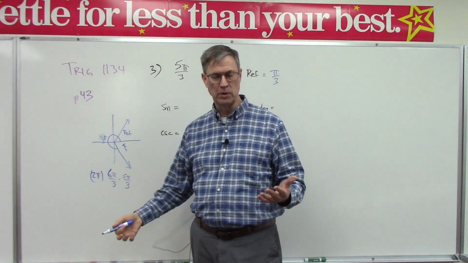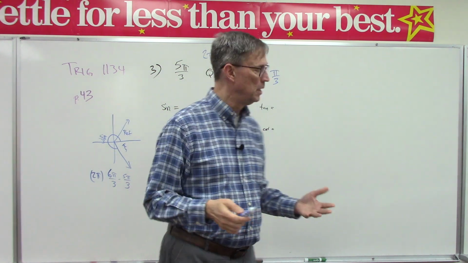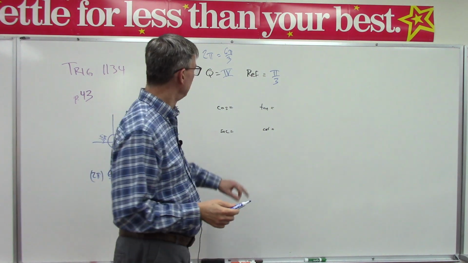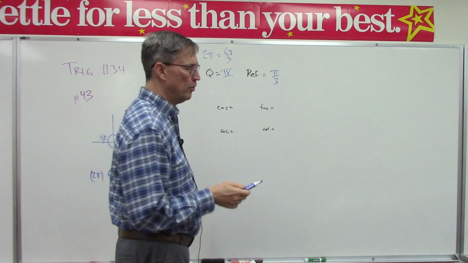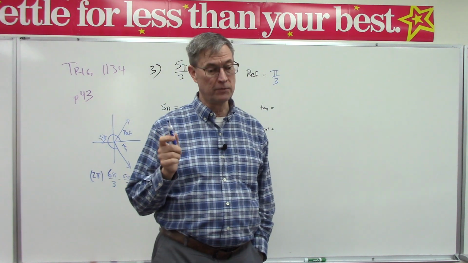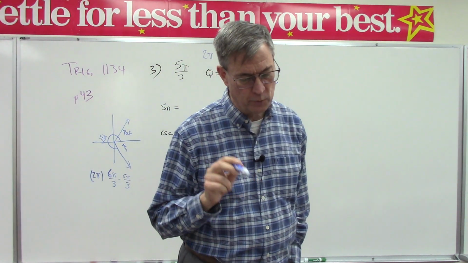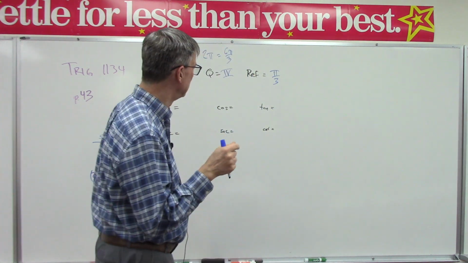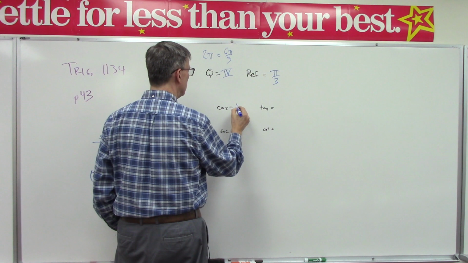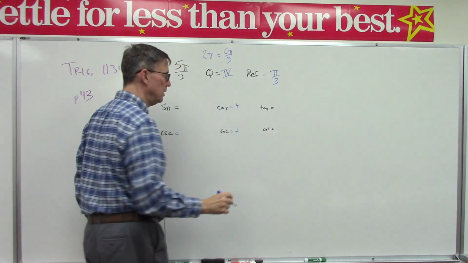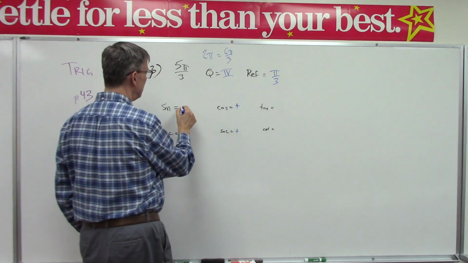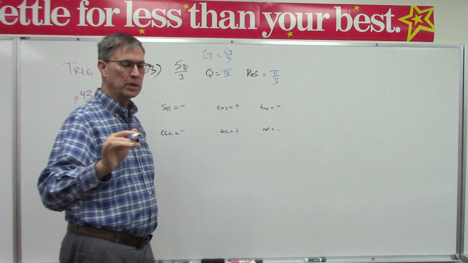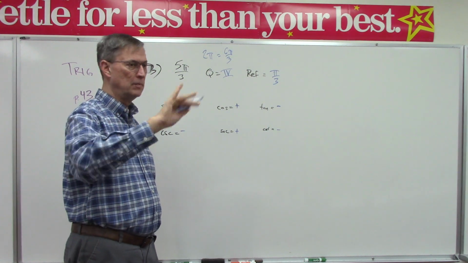And now we're going to figure out, well, what is the sine, cosine, tangent, and all of these for pi over 3. First of all, let's figure out which ones are negative. And if you look at the chart on page 42, if we're in the 4th quadrant, cosine and secant are positive, and all the rest then are going to be negative. So let's just write in the negatives right away, okay? So we can look at the chart and know which ones are positive, everything else negative.